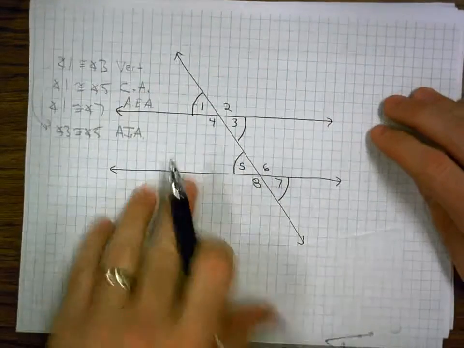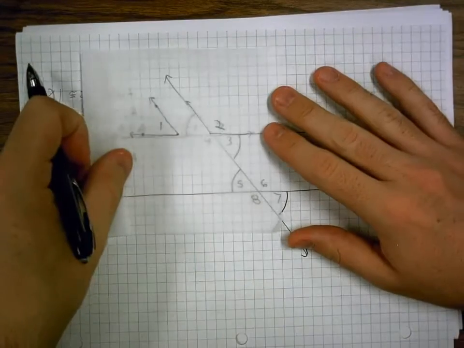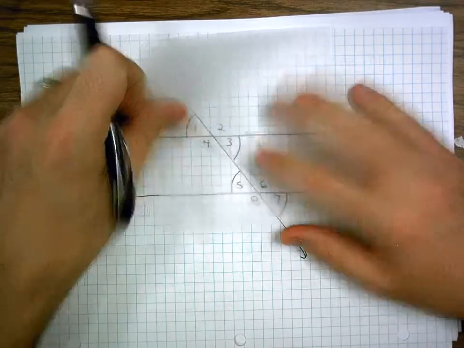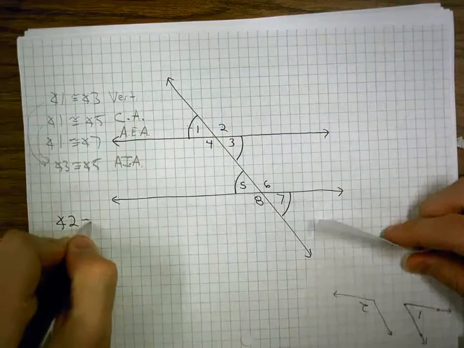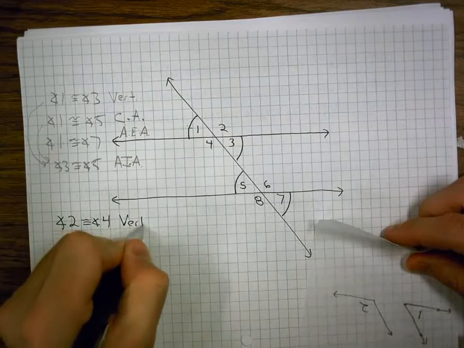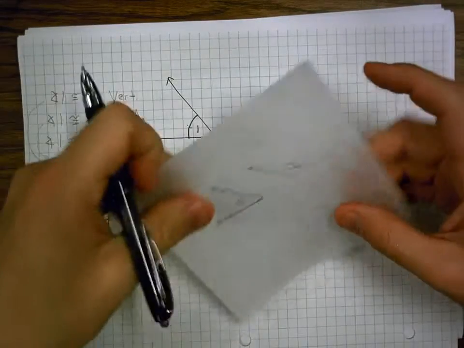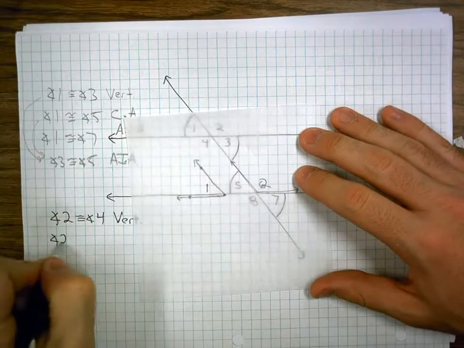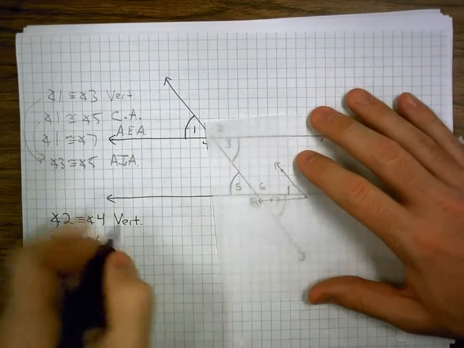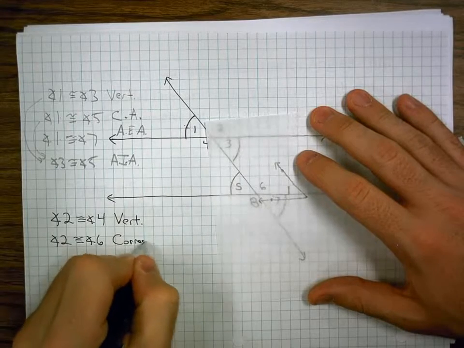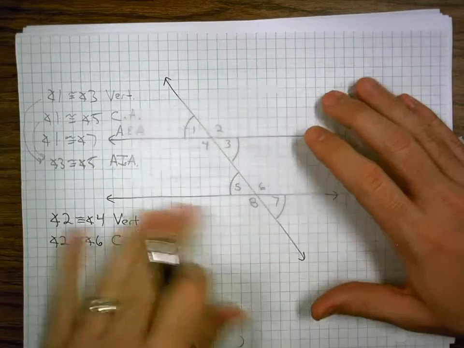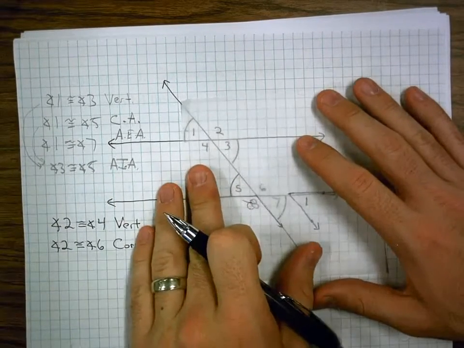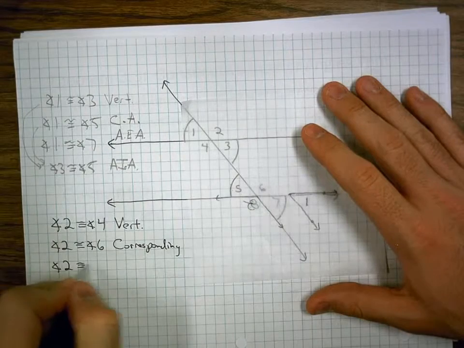Now, see if the same thing works for angle 2. 2's there. It matches with 4. That's vertical. So that fits. Let's see down here. 2 matches with 6. 2 and 6 are corresponding. And then if I spin it around and look at 8, 2 and 8 are alternate exterior.